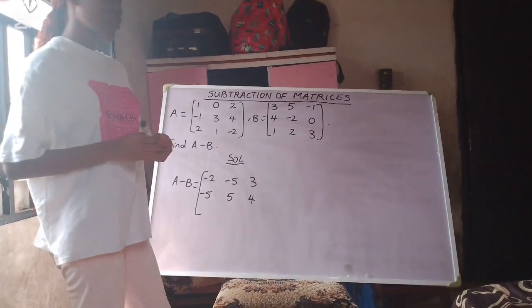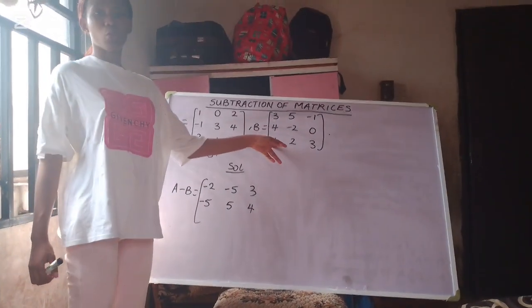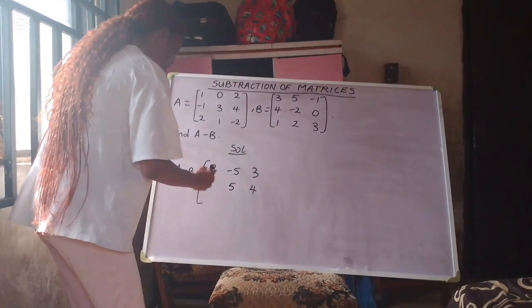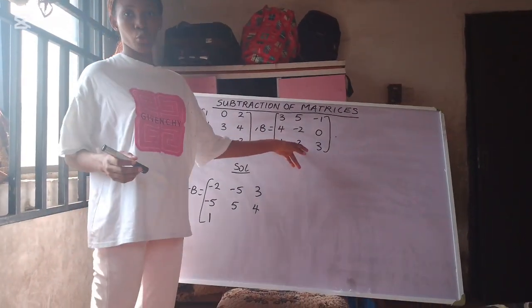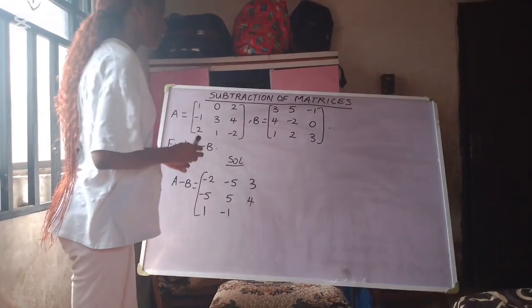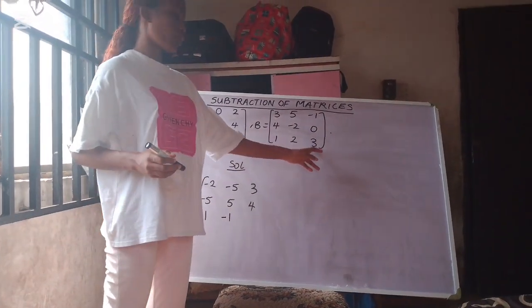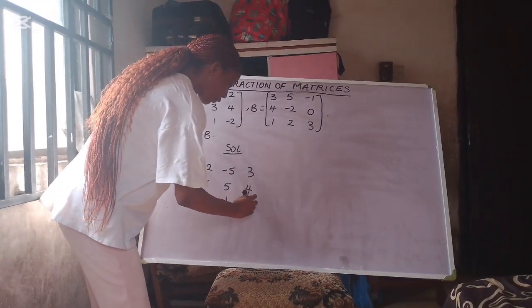Now over to the last row. In the last row, we are going to be doing 2 minus 1. 2 minus 1 will give us 1. Then 1 minus 2. 1 minus 2 will give us negative 1. Then minus 2 minus 3. Minus 2 minus 3 will give us negative 5.